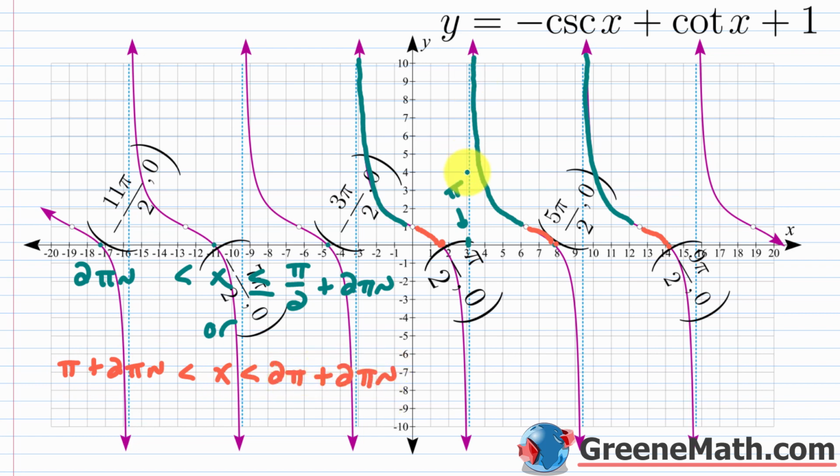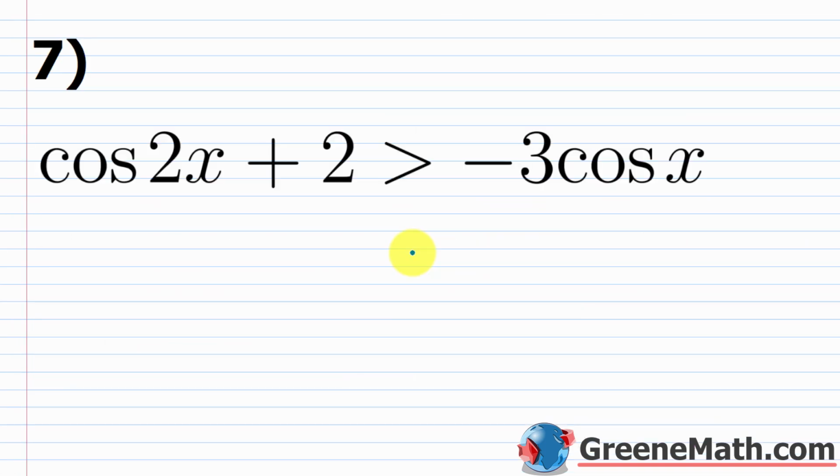And again, that's coming from the fact that things like pi and 2 pi are going to be excluded because that's where you're undefined. All right, let's take a look at problem 7 now.